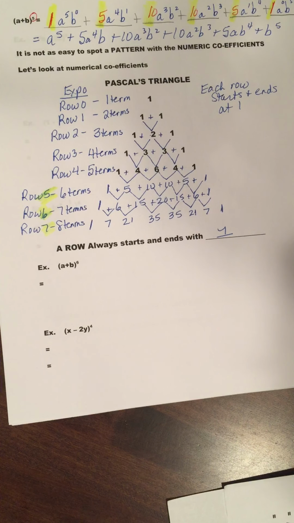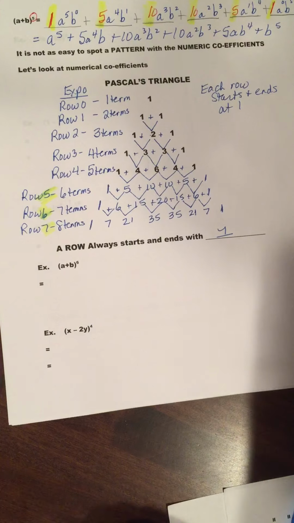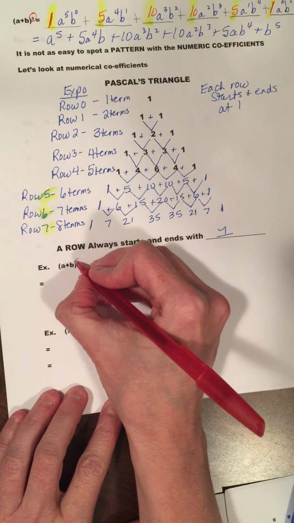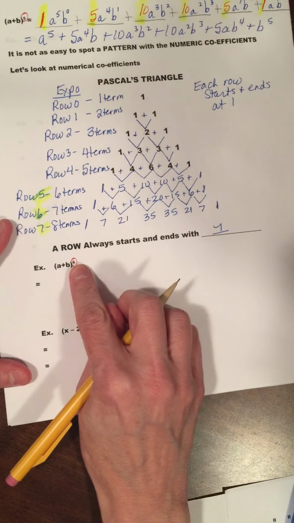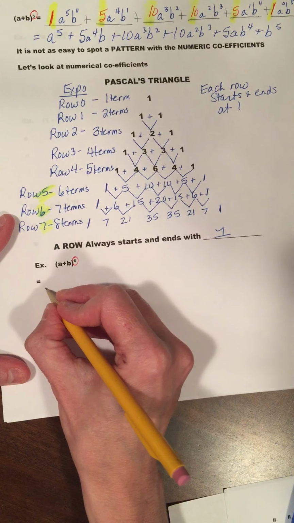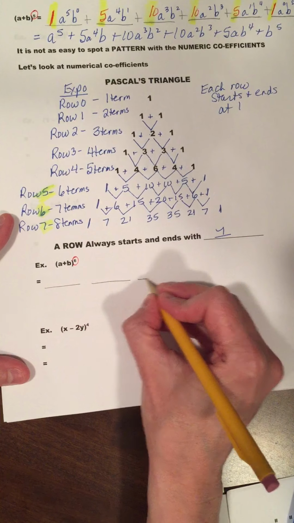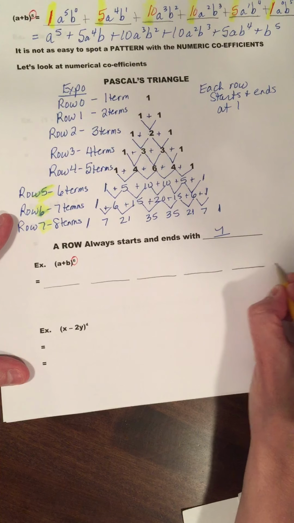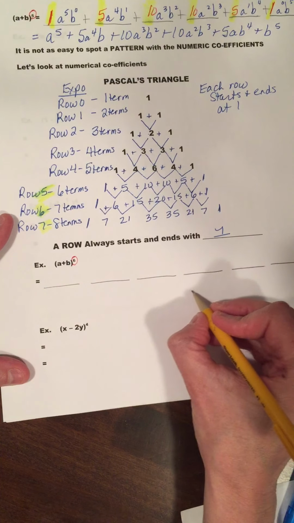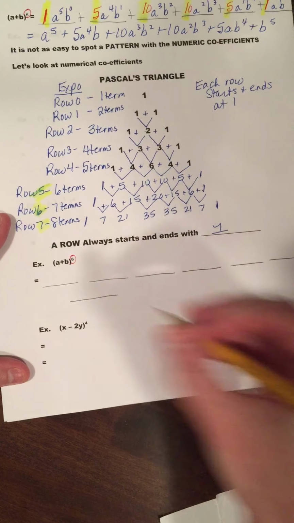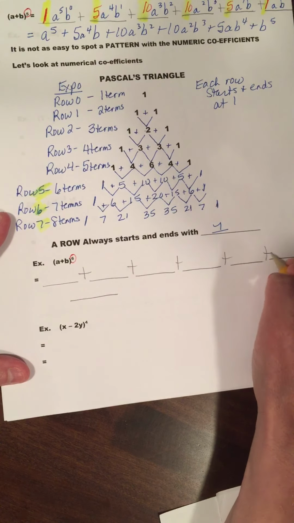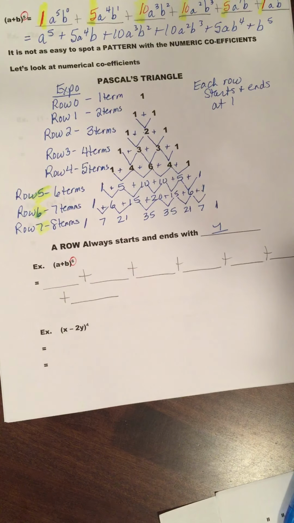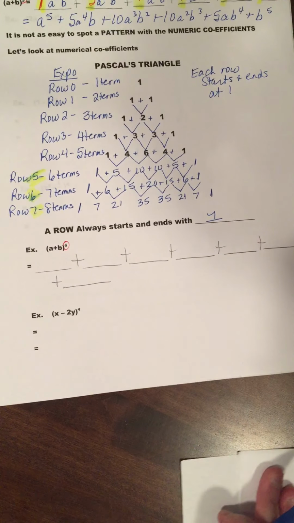Let's take a look at doing an example together. First thing that I look at, how many terms am I going to have? This is telling me that I'm going to have 7 terms. 1, 2, 3, 4, 5, 6, 7. And I'm going to put pluses in between. I like to leave a little bit of room because I write big.